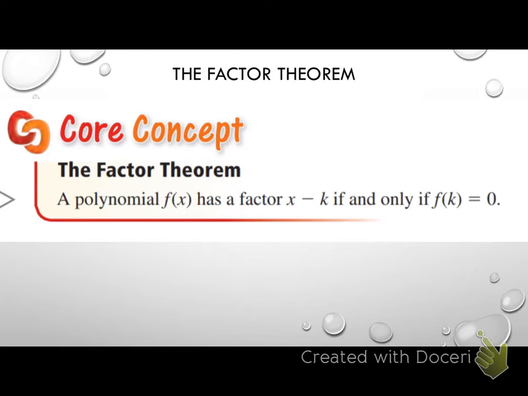So here's our actual factor theorem. A polynomial f of x has a factor x minus k if and only if f of k equals 0. So if I plug that k value into my function and I get 0, then I know x minus k is a factor of that polynomial. I know it might seem kind of confusing at first, but hopefully it'll make a little more sense once we do some more examples.